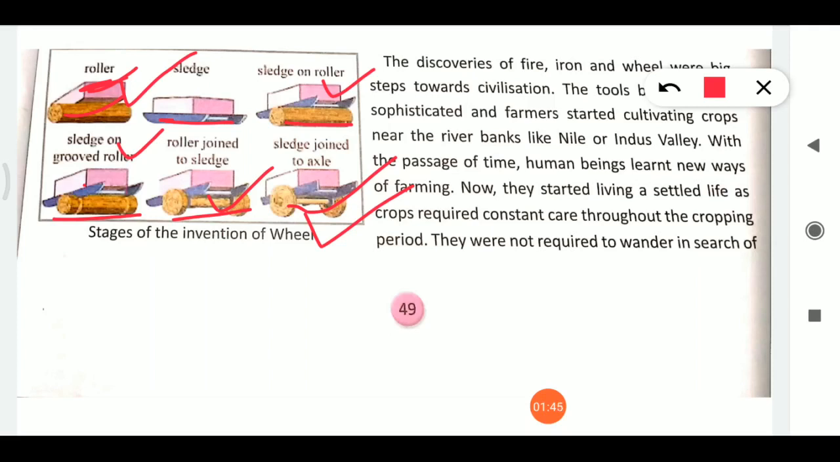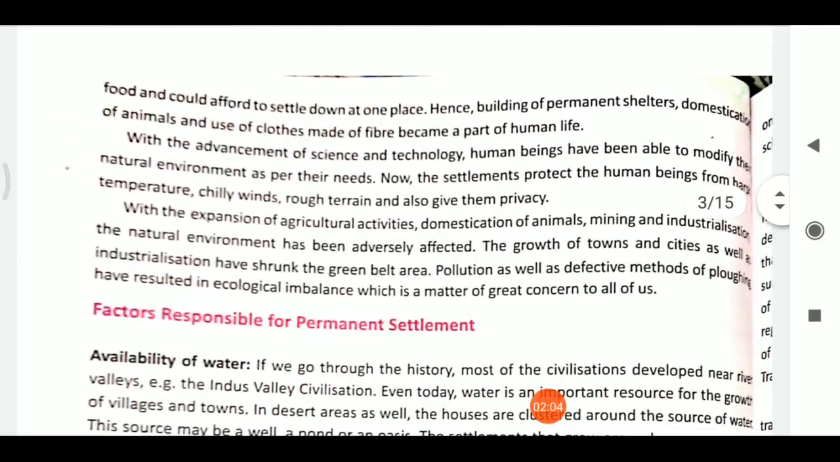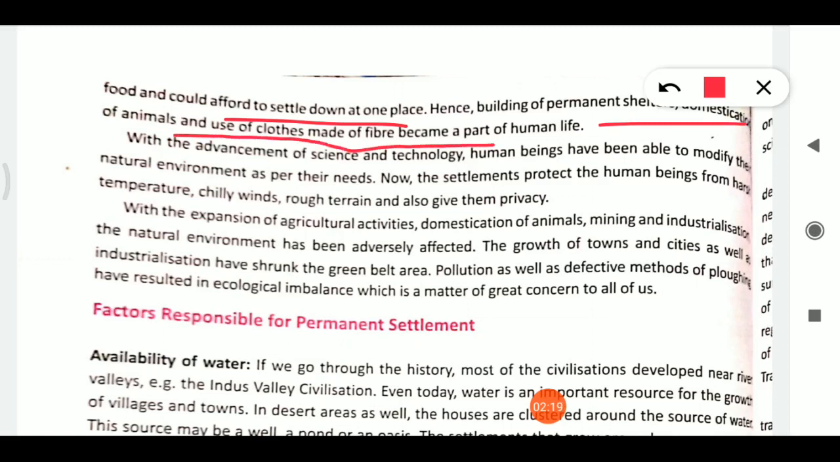Okay, then after, as crops need constant care throughout the cropping period, man did not need to wander here and there in search of food, and could afford to settle down in one place. Hence, building of permanent shelter, domestication of animals, use of clothes made of fiber.